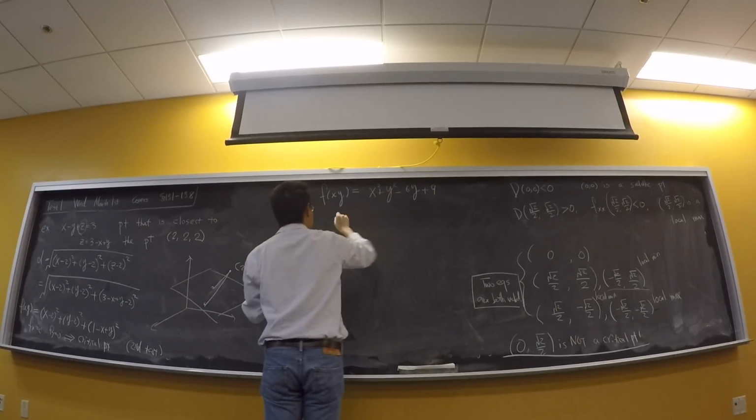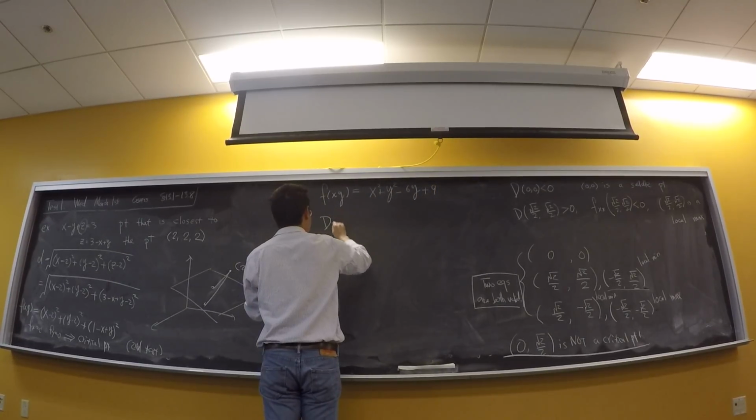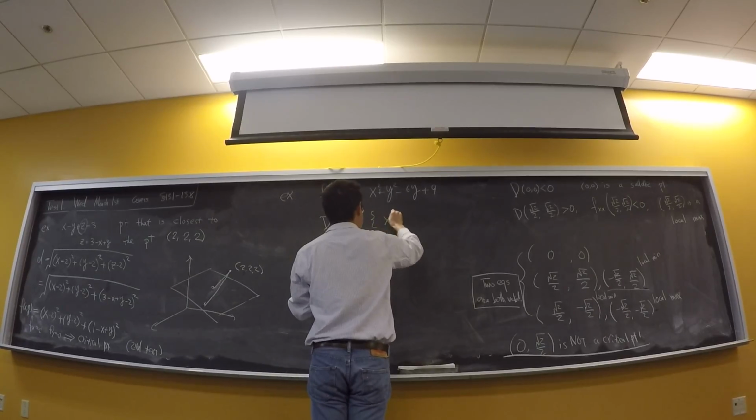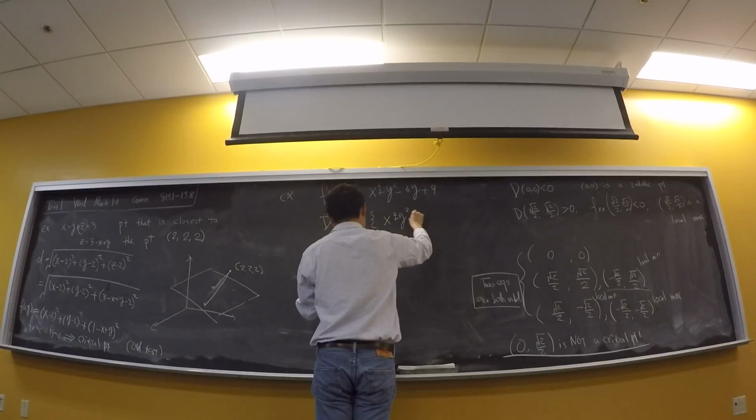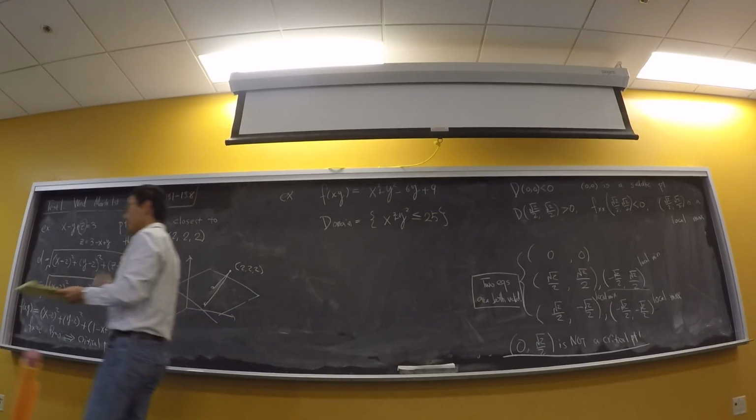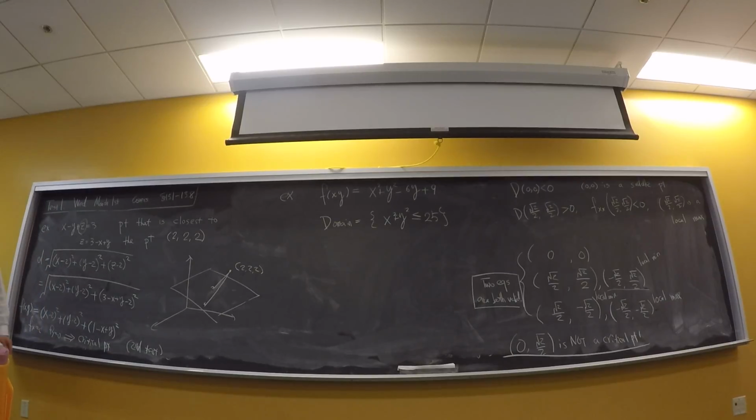So I have a function f(x,y) is equal to x squared plus y squared minus 6y plus 9. And I also have a domain of this function, x squared plus y squared is less than or equal to 25. So I want to find all the local extreme values as well as the global extreme values.